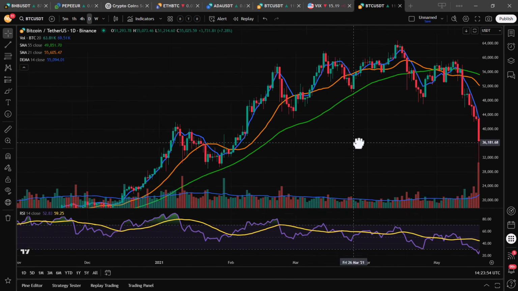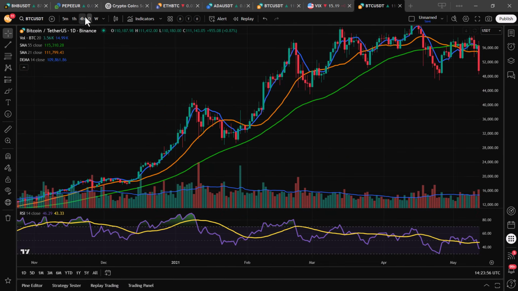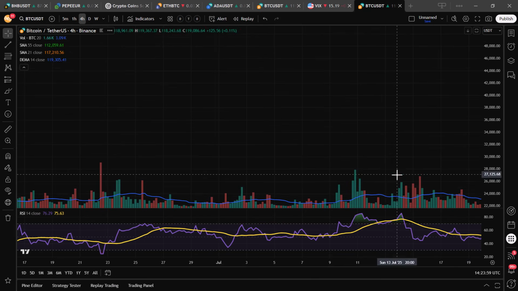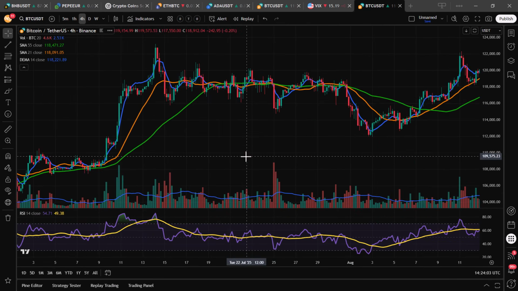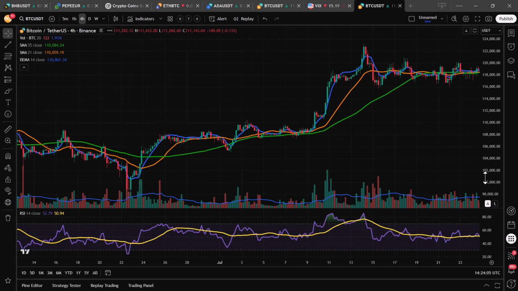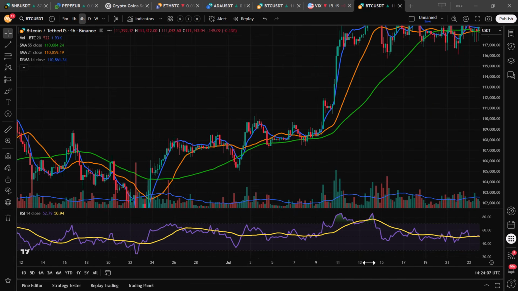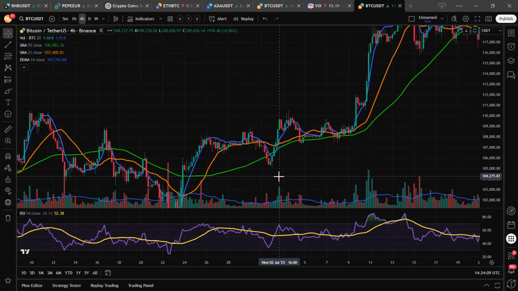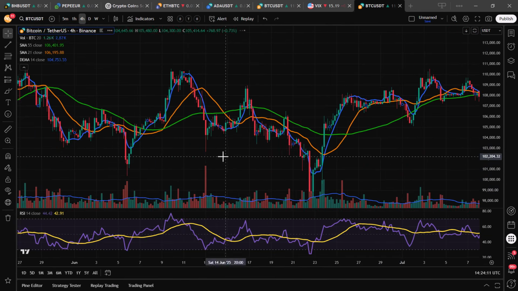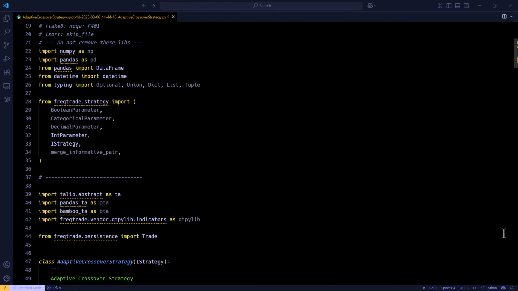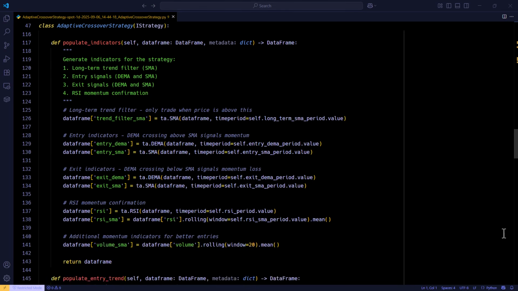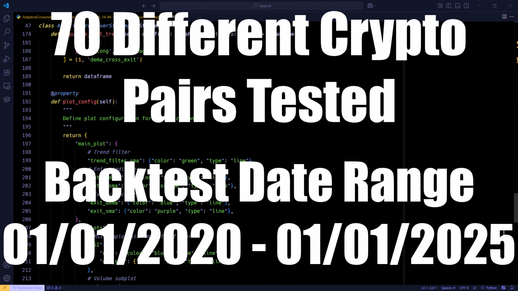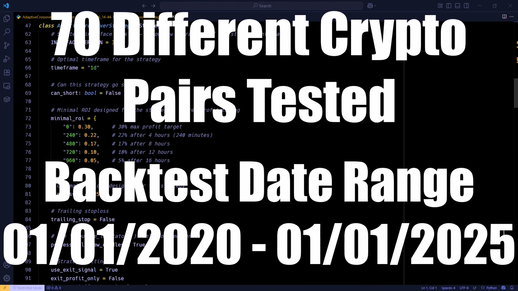This strategy runs on daily timeframes, which makes it perfect for swing traders who don't want to get glued to their screens all day. You can check once a day, but I noticed that on the backtest the 4-hour timeframe even provided better results, and this might be because of the quick profit takings because of the ROI settings. I coded this strategy into an algorithm that I could test with the Fractrade backtesting engine, and then I ran this strategy over 70 different crypto pairs from January 2020 to January 2025.